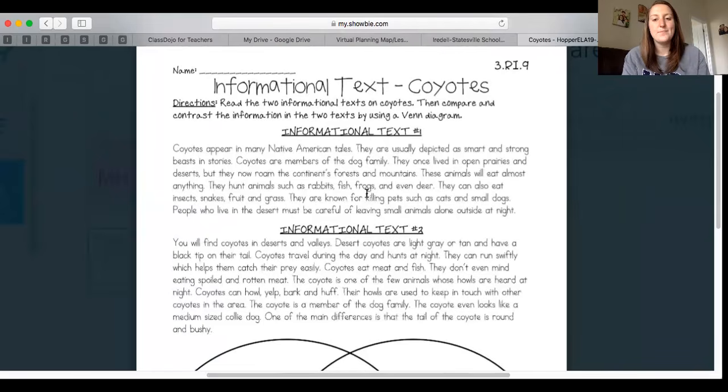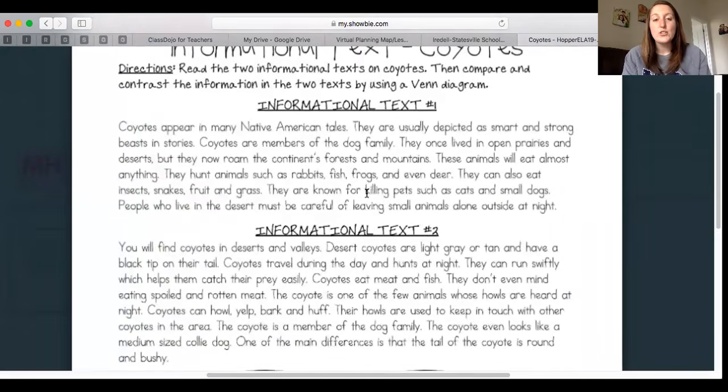Let's get started. So the tip is here, try to pay attention to what you're reading and see if things that you're reading in the second text sound familiar to you. If they sound familiar to you, then probably you read it in the first text. So let's look.